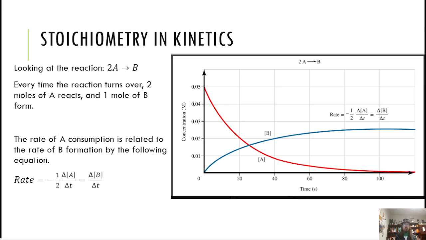So reading that formula, it says the rate equals negative 1/2 times the change in the concentration of A over changing time, and that is equal to the change in the concentration of B over changing time. So A is decreasing, so that has a negative change. The negative sign makes that a positive rate. A is decreasing by twice as much as B at a given time, and so that 1/2 helps make these relationships equal.